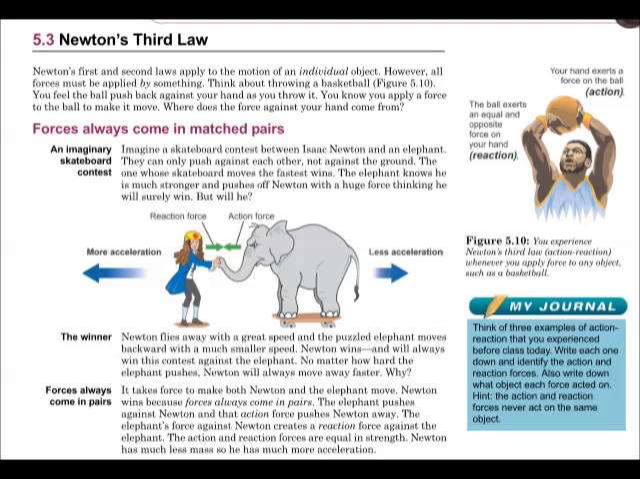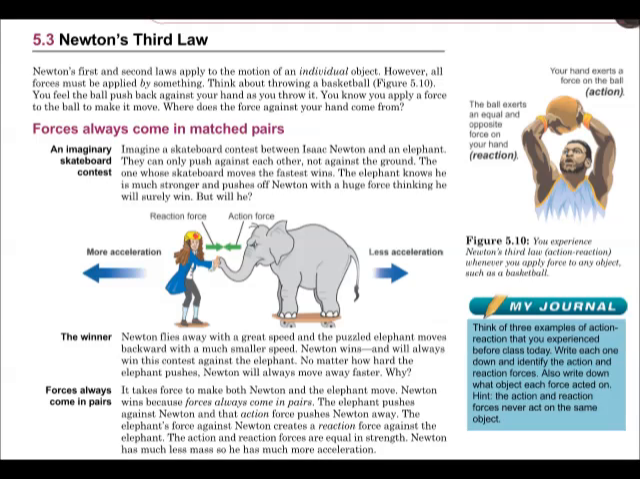speed. Newton wins, and always will win this contest against the elephant, no matter how hard the elephant pushes. Newton will always move away faster. Why? It takes force to make both Newton and the elephant move. Newton wins because forces always come in pairs. The elephant pushes against Newton, and the action force pushes Newton away. The elephant's force against Newton creates a reaction force against the elephant.